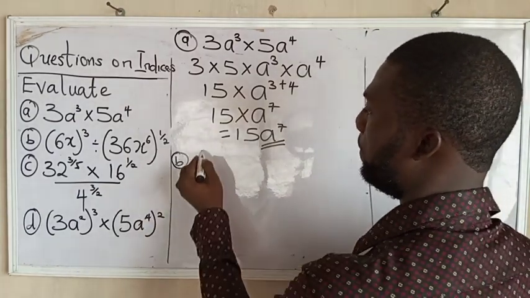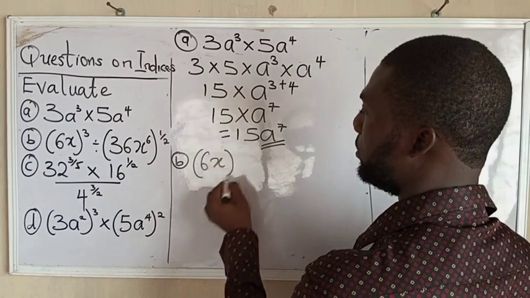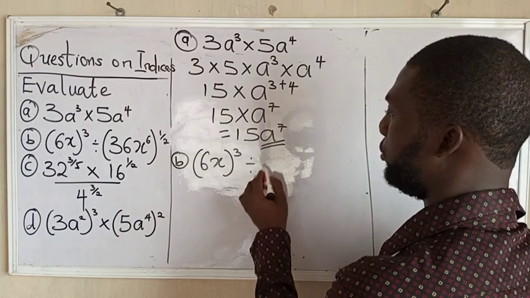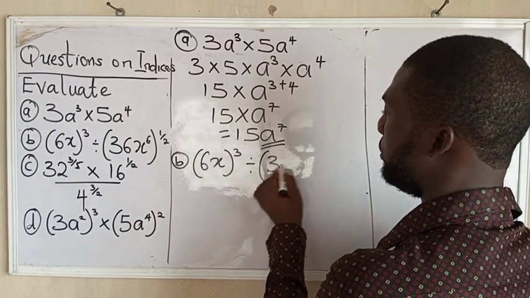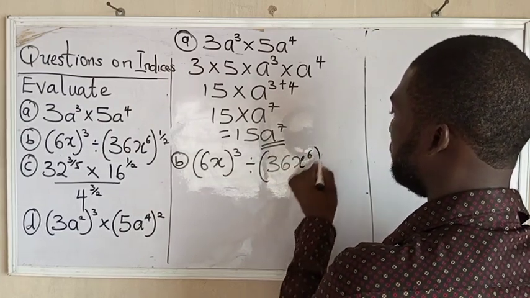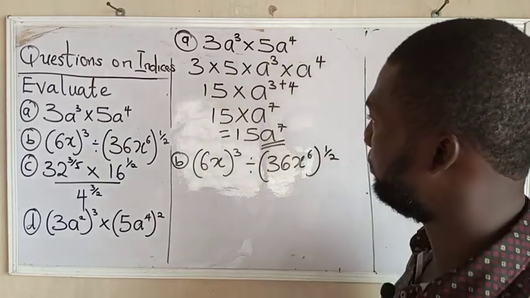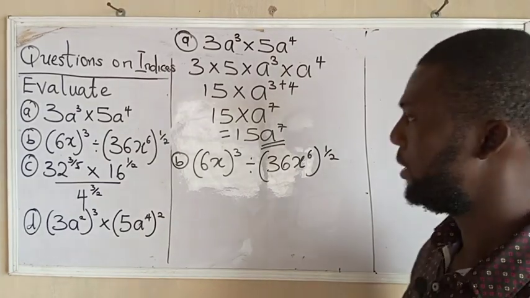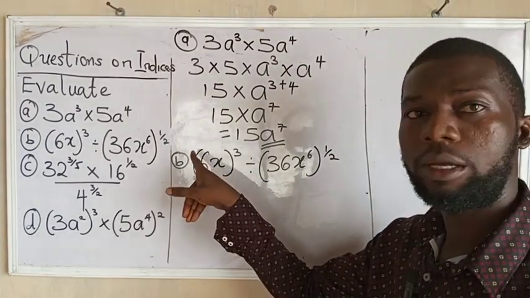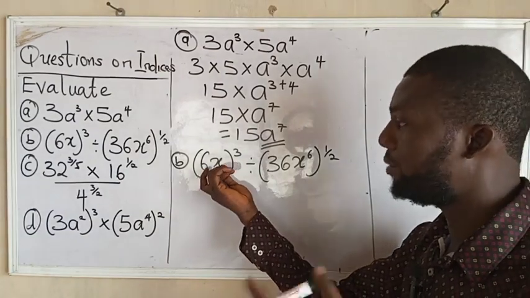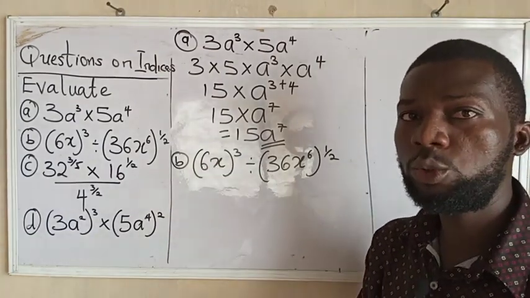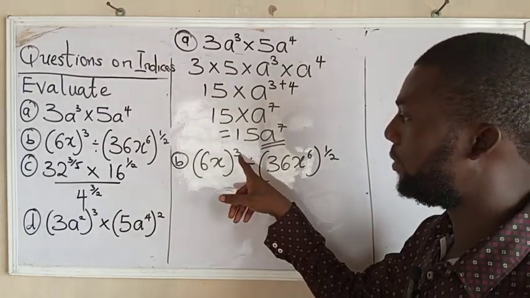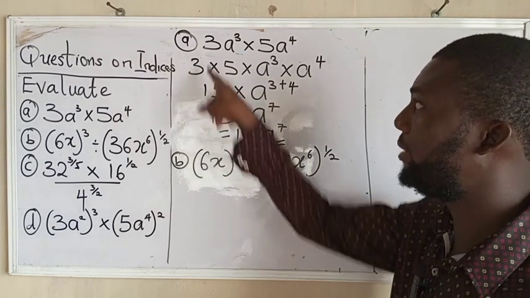B, 6x raised to power 3, all in bracket raised to power 3, divided by 36x raised to power 6, all raised to power half. Now, how do we go about this too? Let's not forget that if you see a number and a letter enclosed in a bracket and you see a power outside, it is quite different from this.